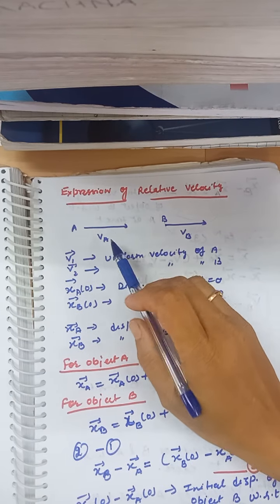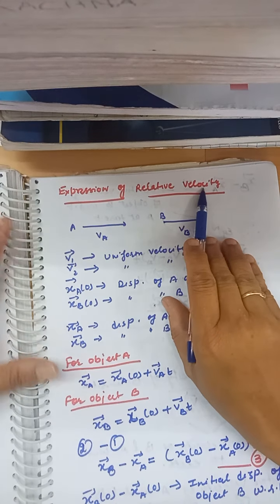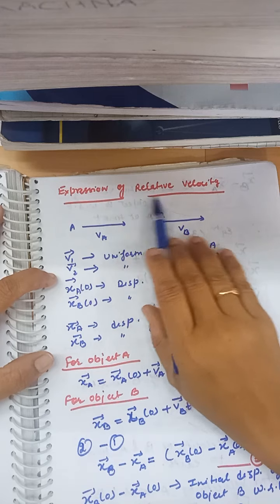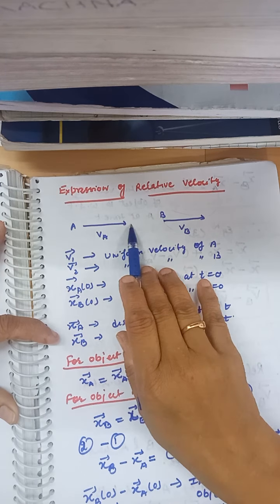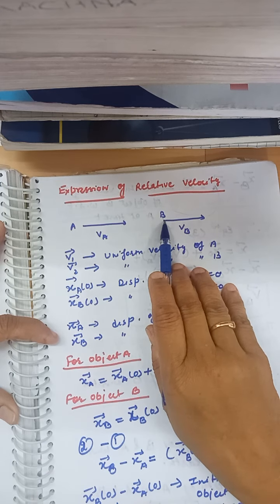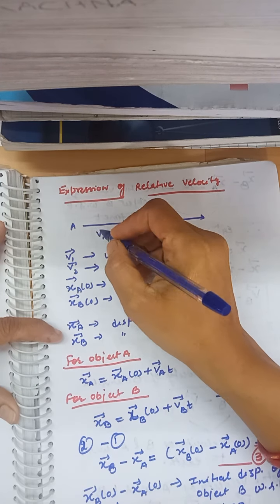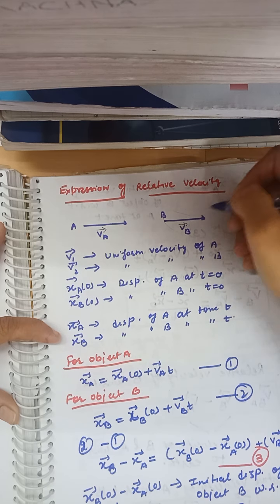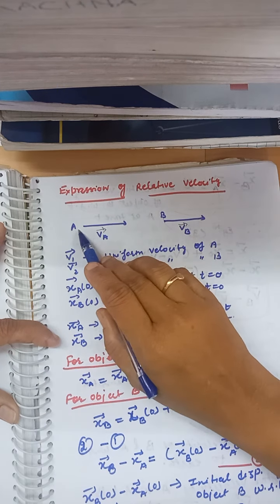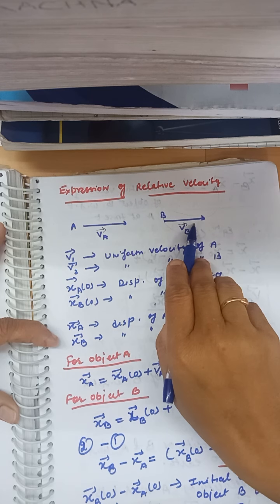I am going to derive the expression of the relative velocity. So the expression of relative velocity, how you will determine? Suppose this is an object A and this is an object B. Both are moving with the velocity VA and VB. This is the sign of vector which you will read in the next chapter. Okay, so VA is the velocity of A and VB is the velocity of B.